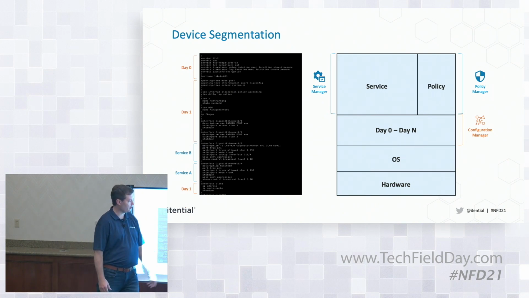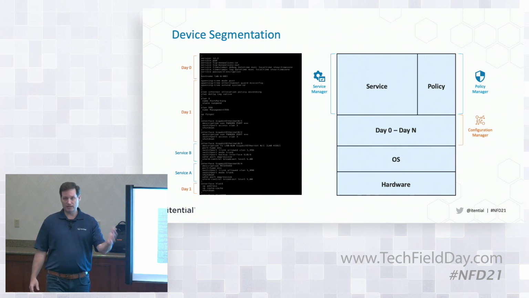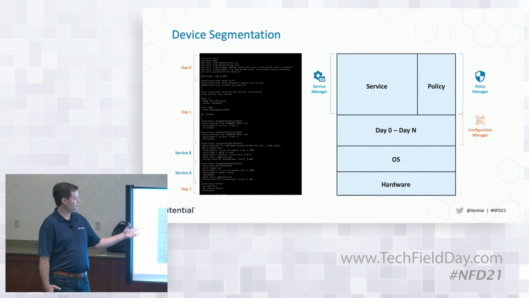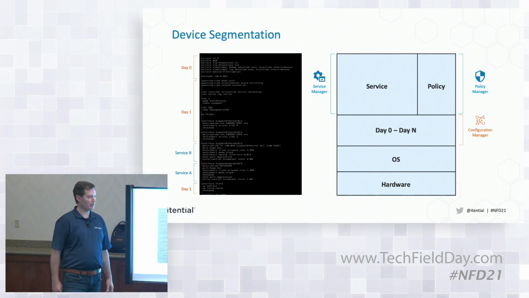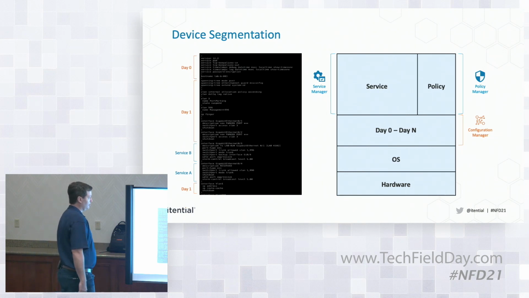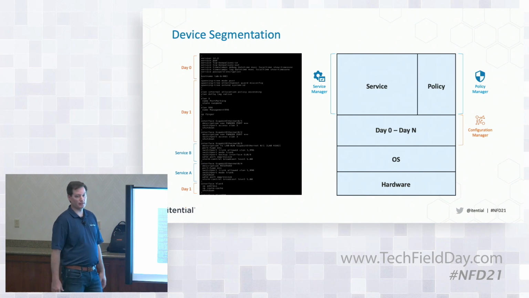And the last one is policy. Whereas service is very specific to my device, and day zero through day n is fairly generic and applies to lots of devices, policy is somewhere in between. If I set up an ACL, that ACL might be on a lot of devices, but not all the devices. So I might change that policy one time and want to push it out to a lot of places. And the reason we think it's very important to segment the device into these components is that over time, it's not going to be CLI anymore.